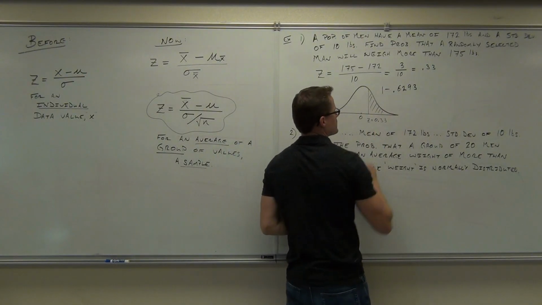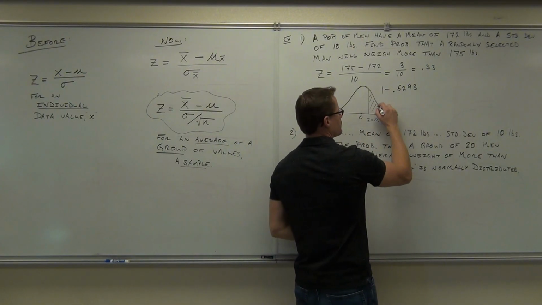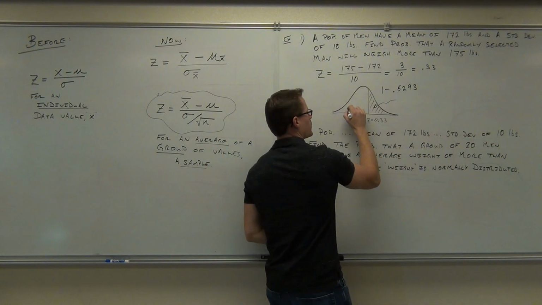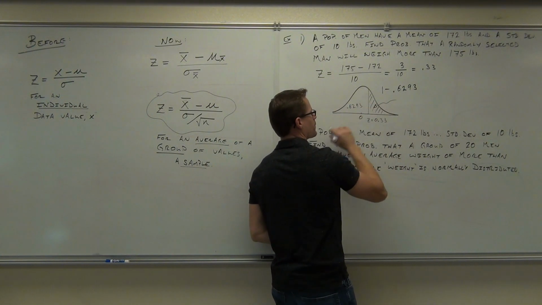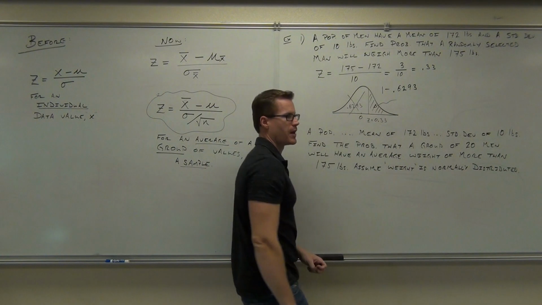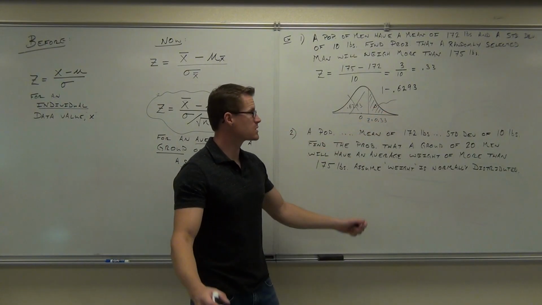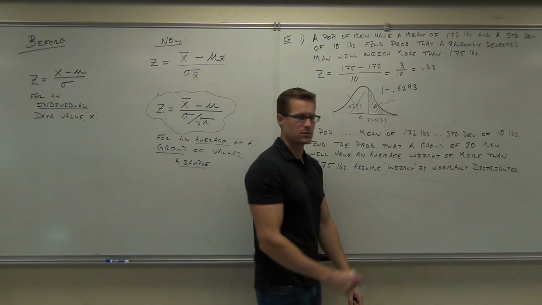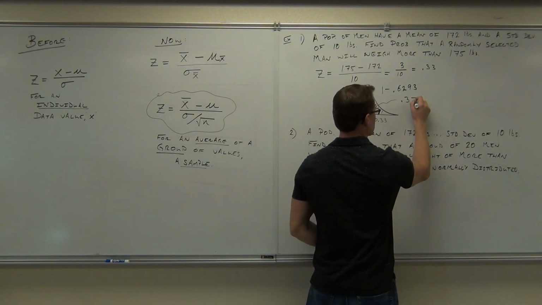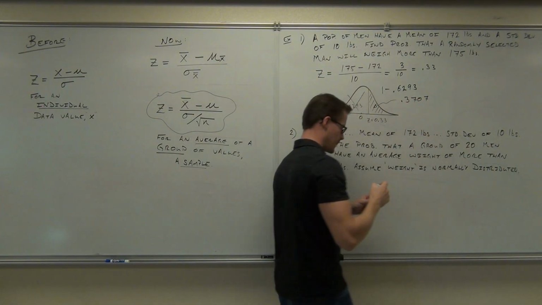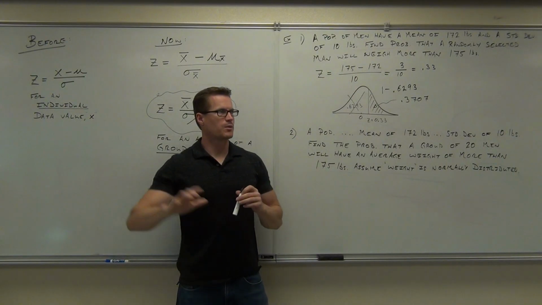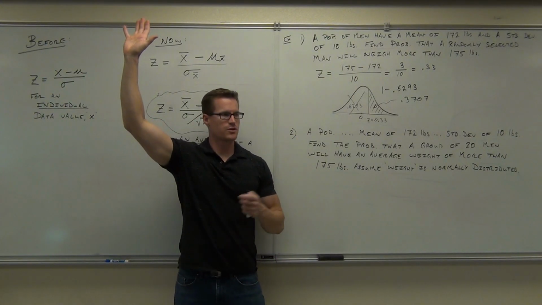Go 1 minus that. So this was 0.6293. I don't want that. I don't care about that. I want this one. 1 minus that is 0.3707. How many were able to follow me on that? Good, that's what you've done before.